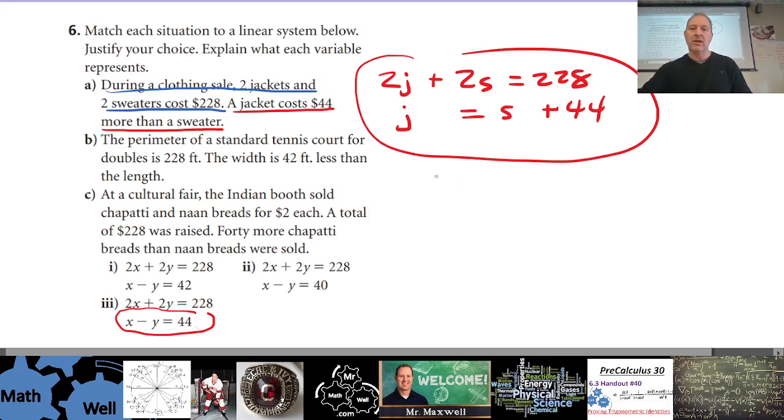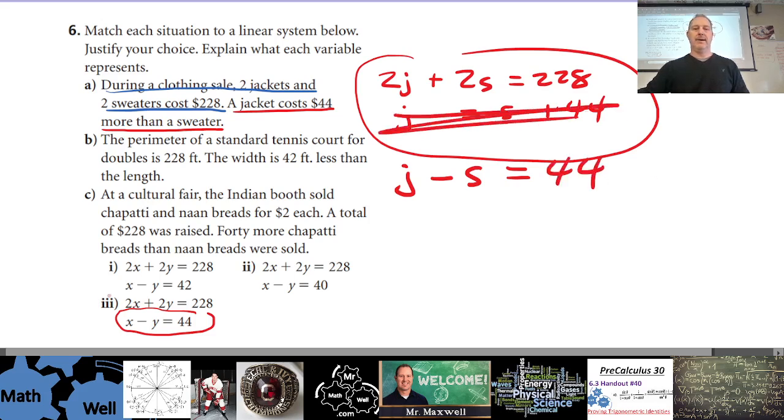What we could do is go J minus S, or the expensive one minus the less expensive one has a difference of $44. So guess what? It's 3. A goes with 3. Does everyone see that? Yeah? Do you see that? Okay. All right. Let's talk about B then.